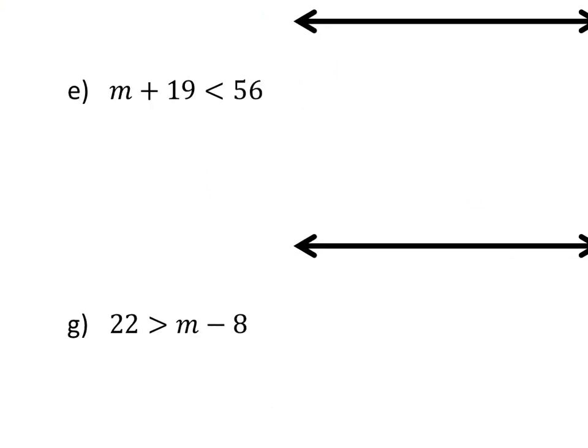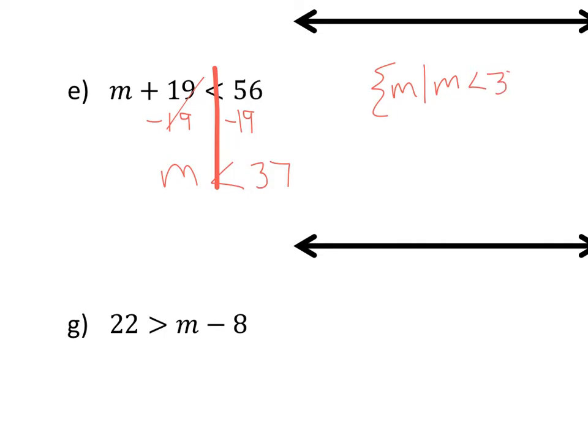Letter E. M plus 19 is less than 56. So let's go ahead and subtract 19 from both sides. We get M is less than. 56 minus 19 is 37. Our set builder notation is the set of all M such that M is less than 37.